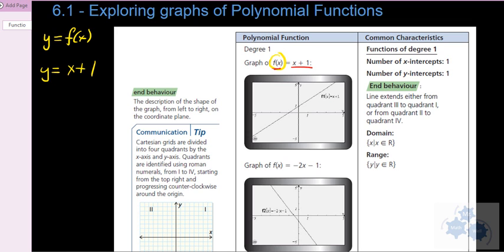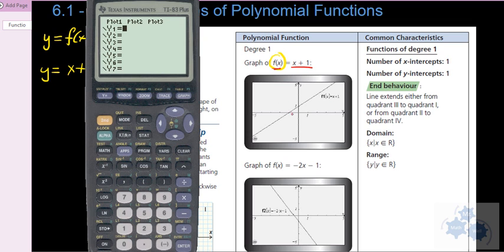So maybe in your calculator, I'll get you to draw that. Make sure you can get a line that looks like this. So your variable button is right here. It's this one right here, x comma t comma theta comma n. So you just put that button and then plus 1. Okay. So you have there y equals x plus 1. That's the same as f of x equals x plus 1.